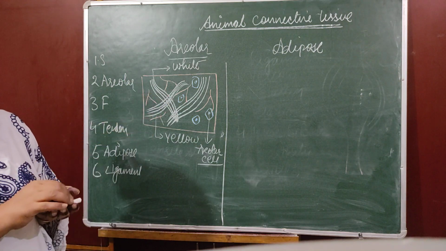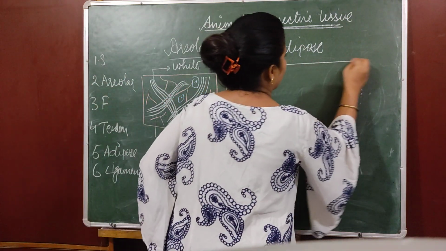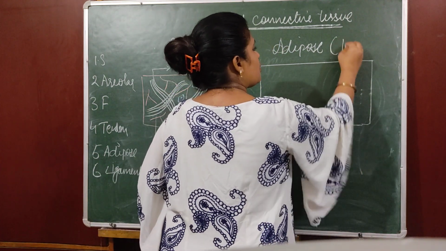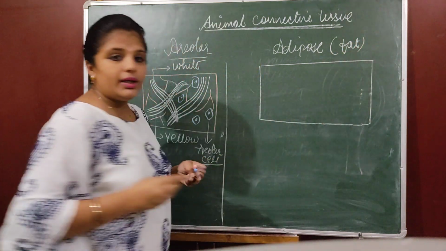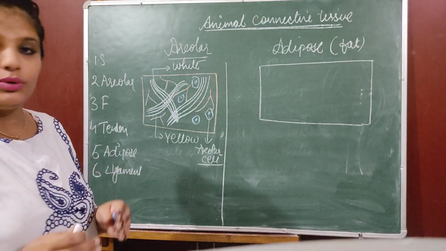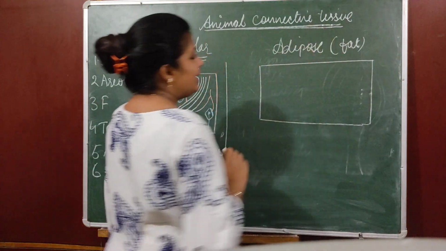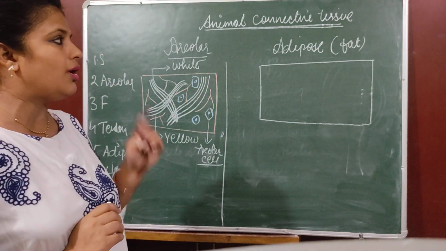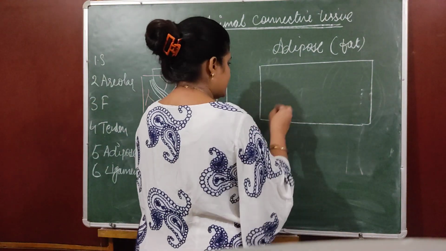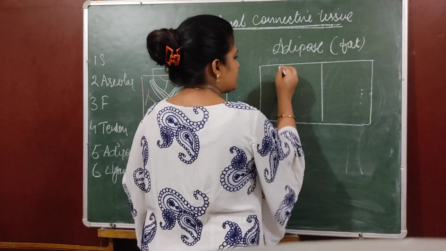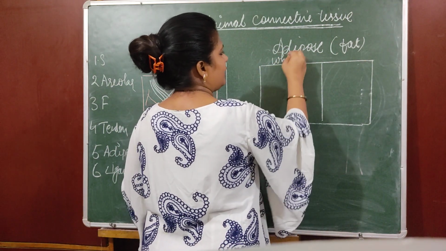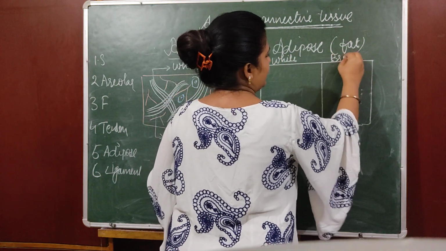The another one is adipose tissue. If we are drawing the diagram of adipose tissue, it is a tissue which stores fat. When we eat food more than our necessity, then most of the food can be stored in the form of fat, and the cell which stores fat is called adipocyte cells. उनको क्या बोलते हैं? Adipocyte cells. Now adipocyte cells are basically of two types. One is white fat or yellow fat, and another one is brown fat.